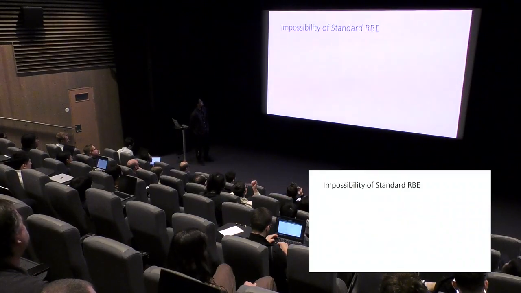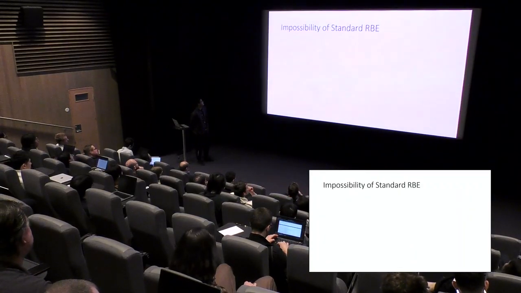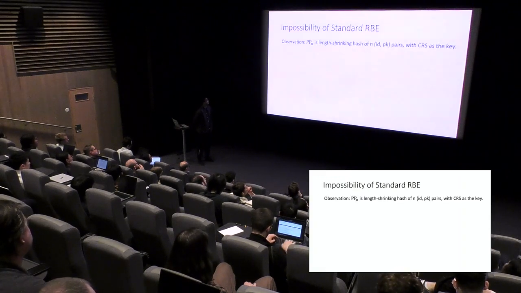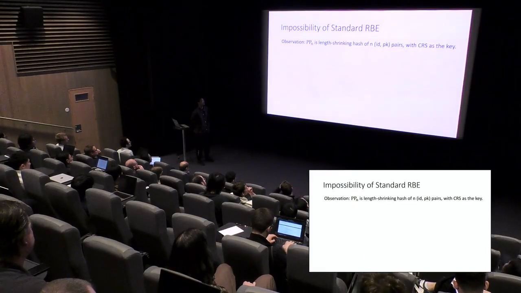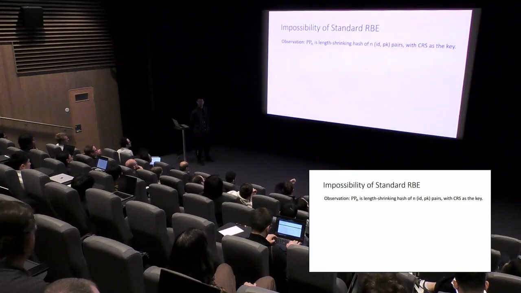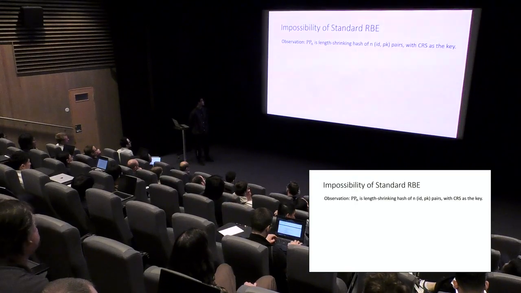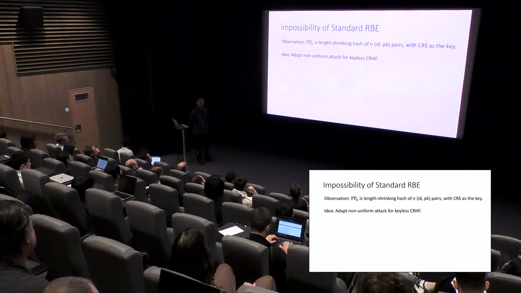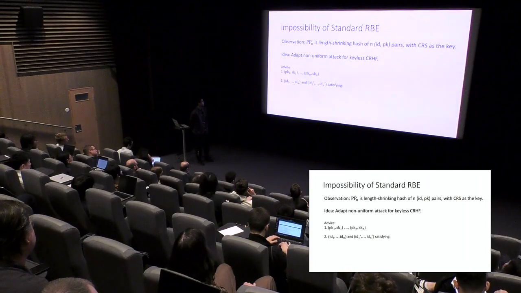Okay, so now we can exploit this property to get an attack for standard RBE in the plain model. The main observation is the following. The public parameter is length shrinking, of ID and public key pairs, where CRS is the key for the hash. And then our idea is to simply adapt the non-uniform attack for keyless collision-resistant hash function. Now let's see what the advice for the non-uniform attack looks like.